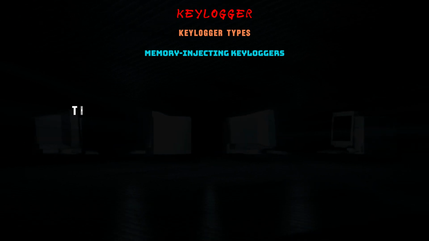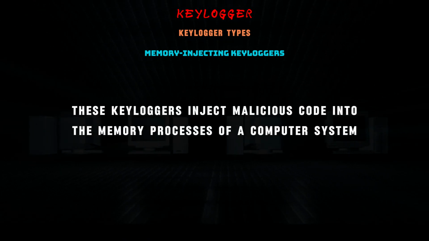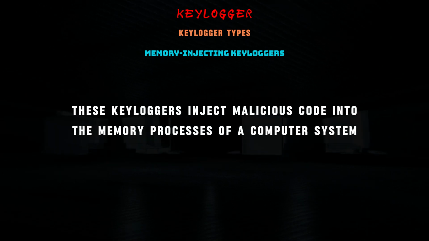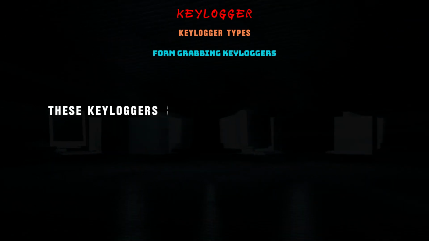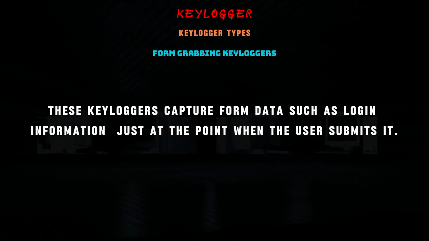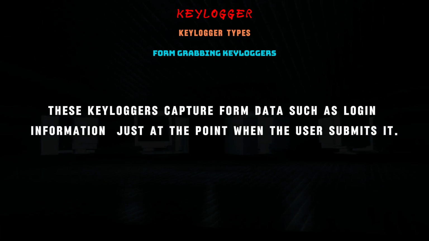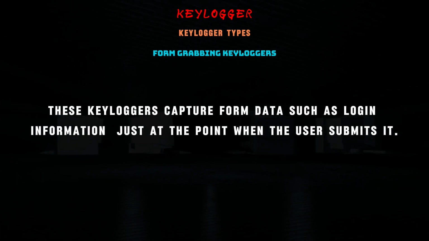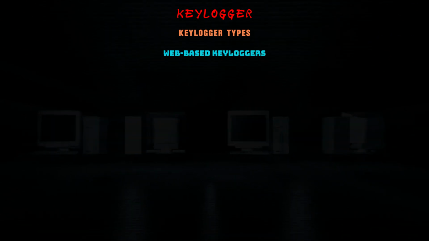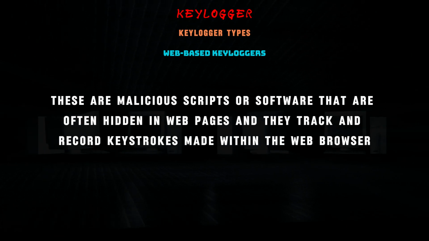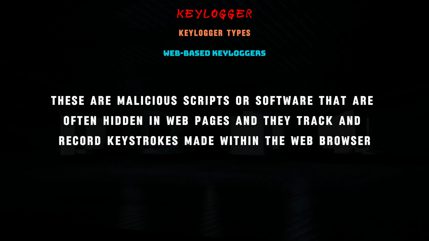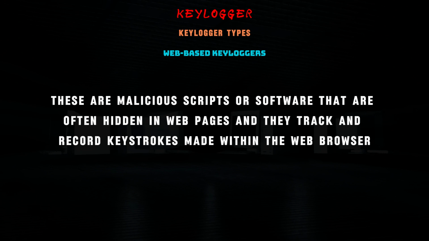Memory-injecting keyloggers. These keyloggers inject malicious code into the memory processes of a computer system. Form-grabbing keyloggers. These keyloggers capture form data, such as login information, just at the point when the user submits it. Web-based keyloggers. These are malicious scripts or software that are often hidden in web pages, and they track and record keystrokes made within the web browser.